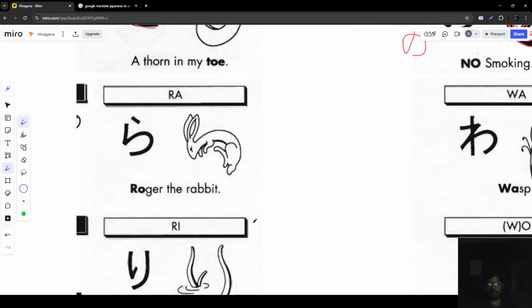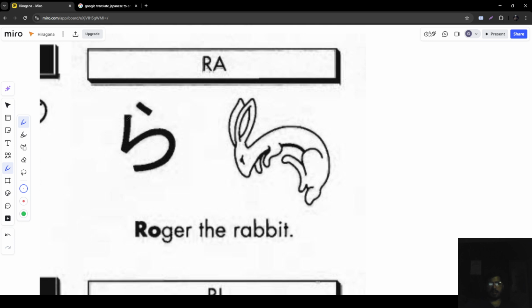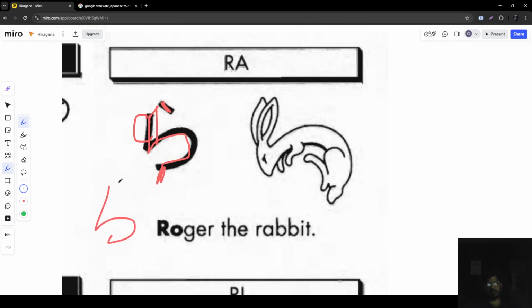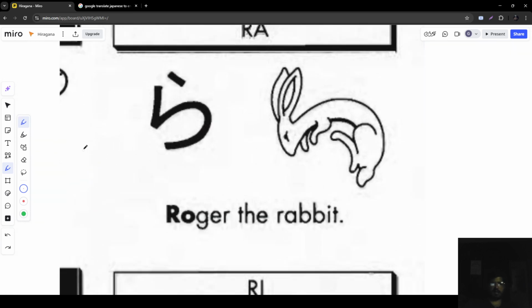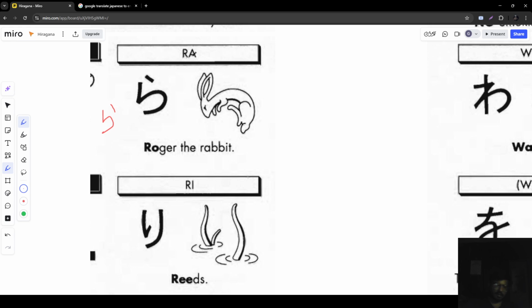The next one is ra. Ra is remembered by the word rabbit, because this looks like a rabbit. It also looks like a kangaroo, but it looks better like a rabbit, right? This is a rabbit. If you can see here, the rabbit is jumping. So this is ra. Rabbit. Remember it that way.